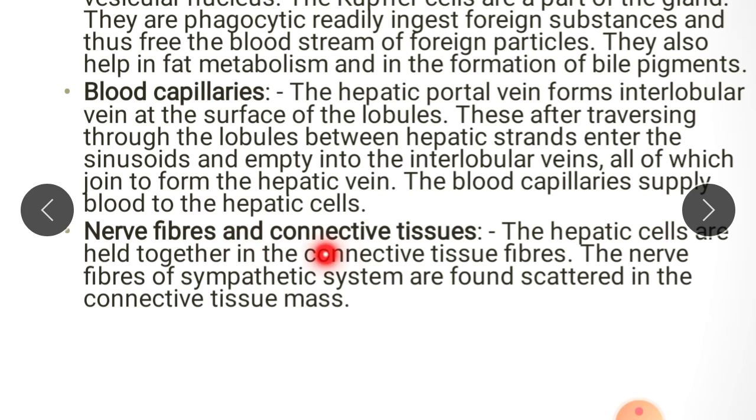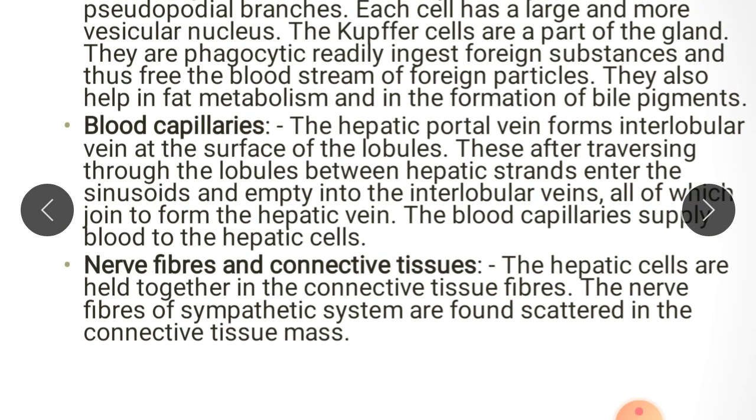Nerve fibers and connective tissues. The hepatic cells are held together in connective tissue fibers. The nerve fibers of the sympathetic system are found scattered in the connective tissue mass. So a connective tissue capsule is present around each liver lobule, called Glisson's capsule. In this Glisson's capsule, the nerve fibers are there, nerve fibers of the sympathetic nervous system.